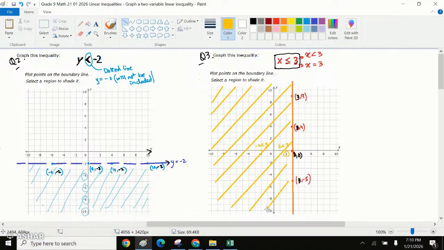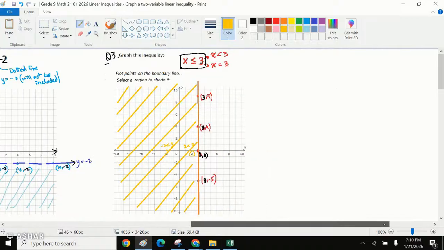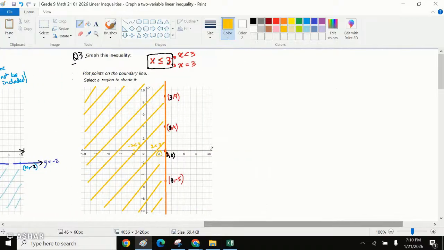So this is the area or the region that satisfies or that justifies this given inequality. Okay? Any questions till now? Do we have any questions? If there are, please let me know. Okay.